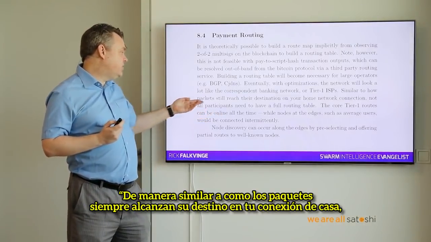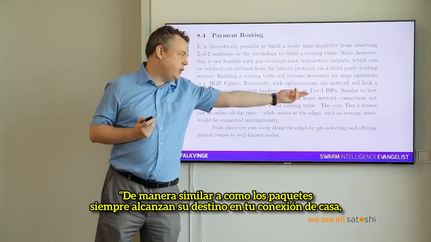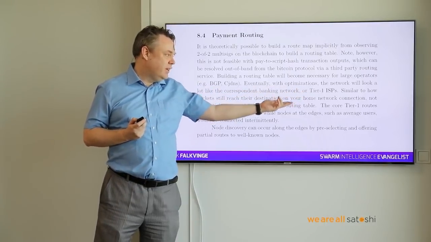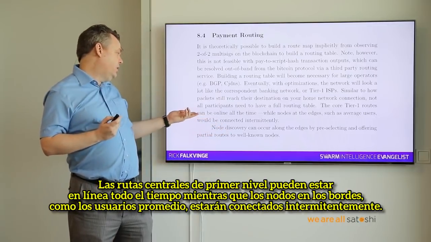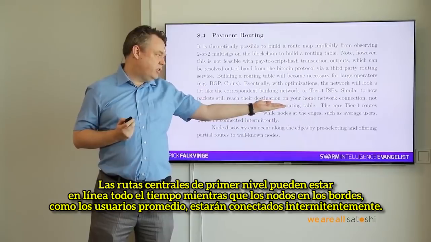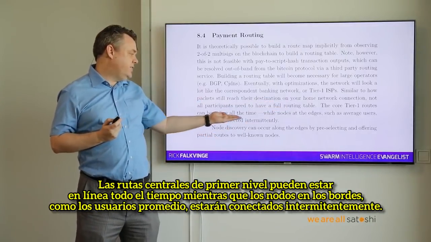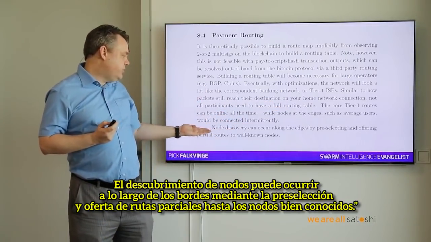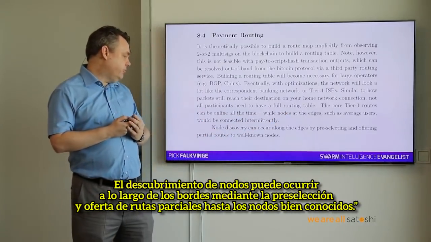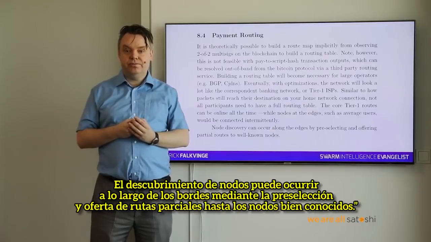Similar to how packets still reach their destination on your home network connection, not all participants need to have a full routing table. The core Tier 1 routes can be online all the time, while nodes at the edges, such as average users, would be connected intermittently. Node discovery can occur along the edges by pre-selecting and offering partial routes to well-known nodes.